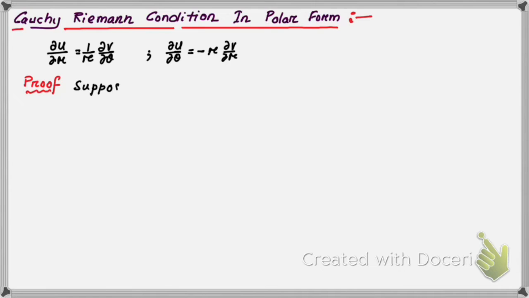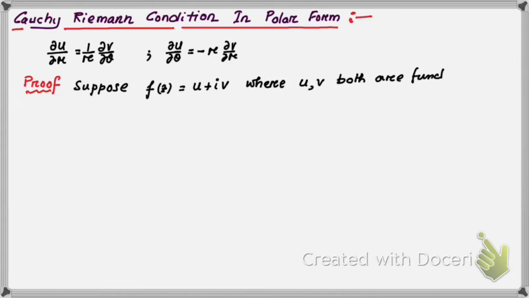So let us suppose that f of z, this is a function of a complex variable, which can be written as u plus iv, where u and v both are functions of x and y. It doesn't mean that u is a function of x only and v is a function of y only, not like that. u is also a function of x and y, and v is also a function of x and y. Hope you have understood this.